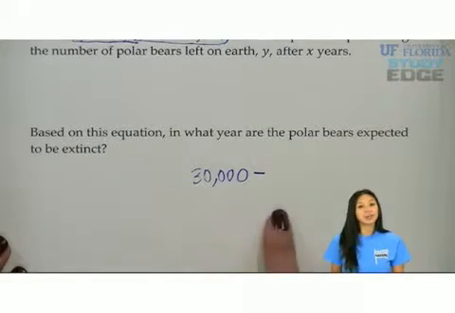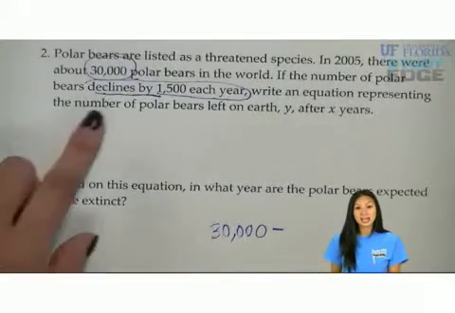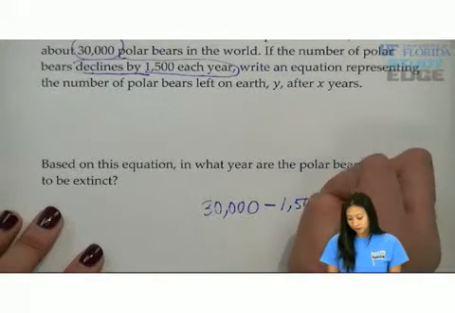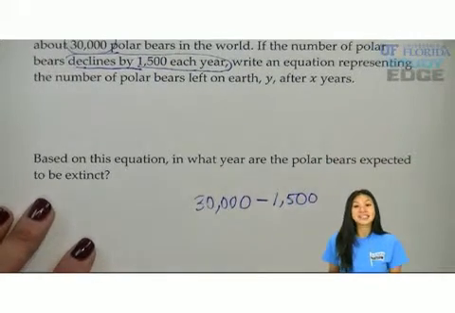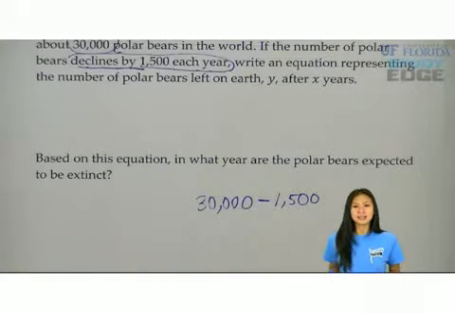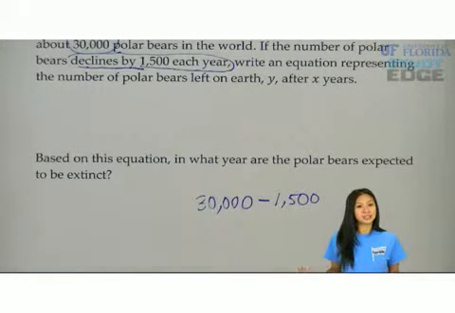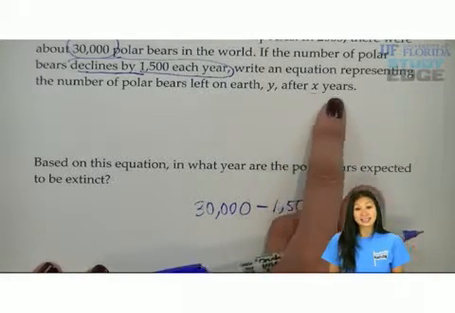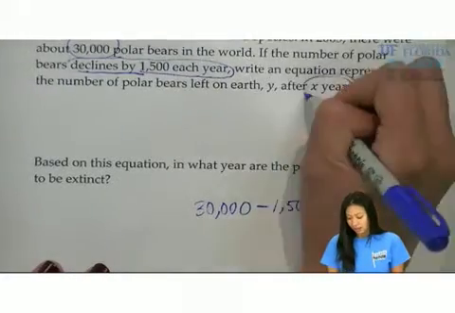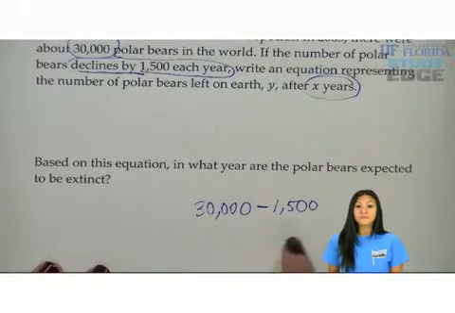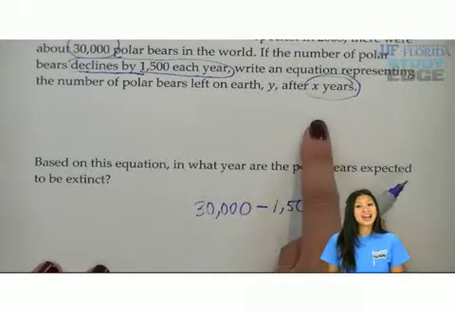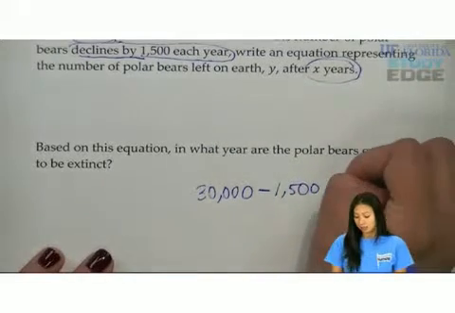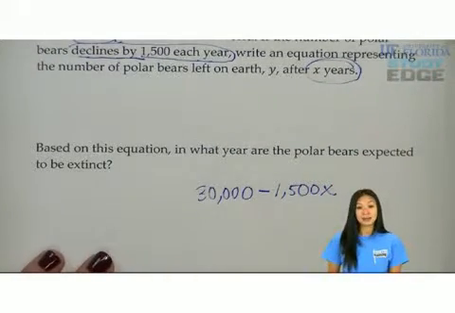From the starting number, I'm subtracting 1,500 polar bears every single year. Now, what am I supposed to use to represent every single year, each year? Well, x is years. So every single year means times the number of years, or times x. So I'm going to put times x.